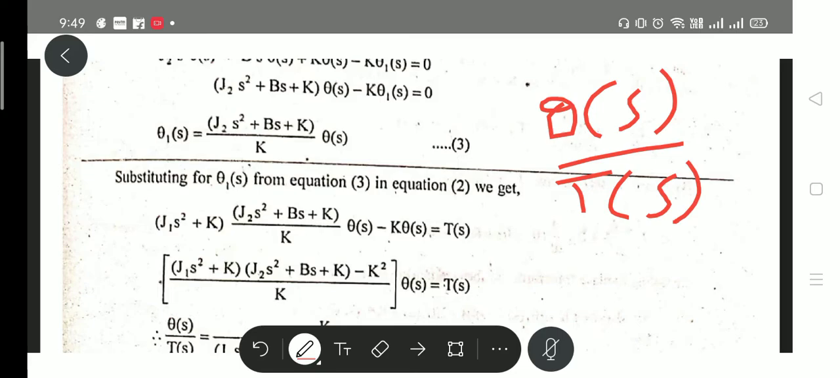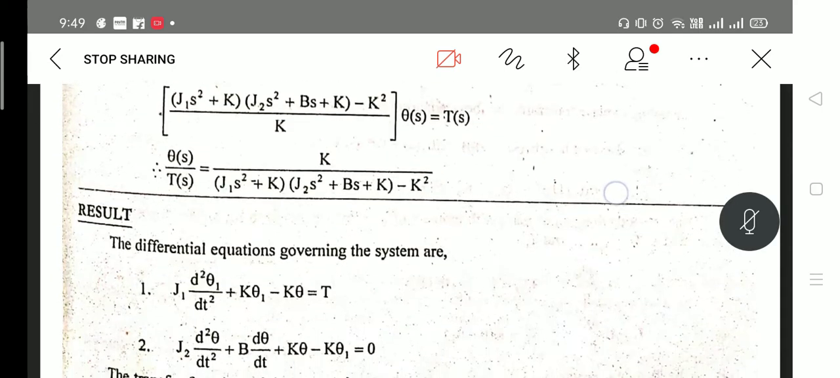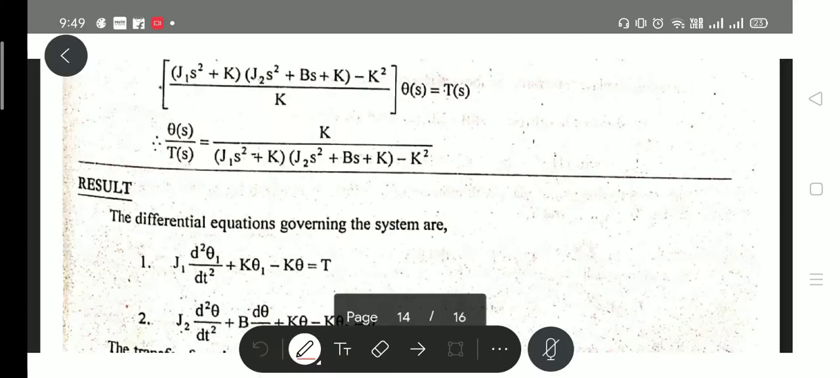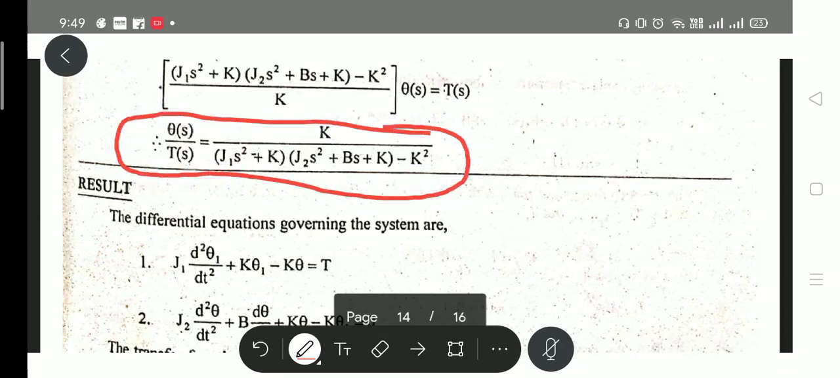First we take theta of s common, then we get j1 s square plus k into j2 s square plus bs plus k, minus k square, by k, into theta of s is equal to T of s. From this, theta of s by T of s is the final transfer function. This is the final transfer function: theta of s by T of s is equal to k by j1 s square plus k, j2 s square plus bs plus k, minus k square.